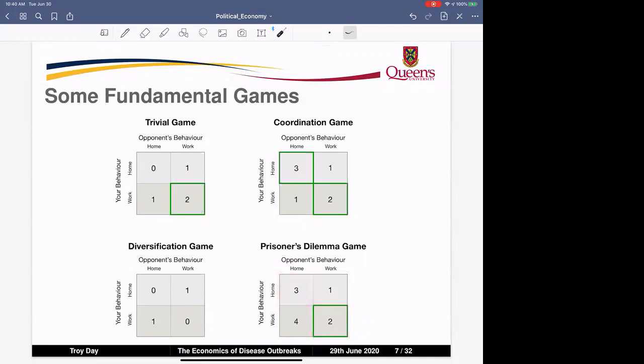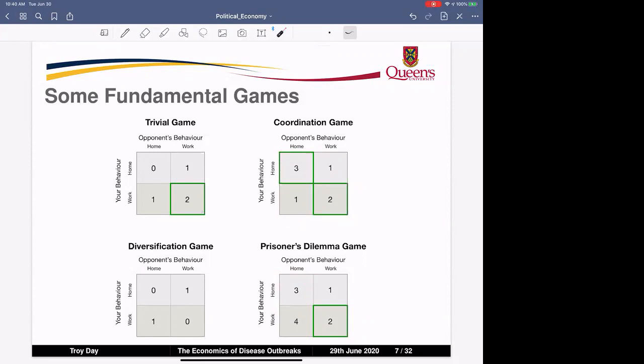The other 2 games on here, I'll just quickly point out. The coordination game is kind of like it sounds. So again, if my opponent stays home, I want to stay home now. If my opponent goes to work, I want to go to work. So basically, you end up in one of two places, either of those places there. And it's a coordination game because basically you do best by doing whatever everybody else is doing.